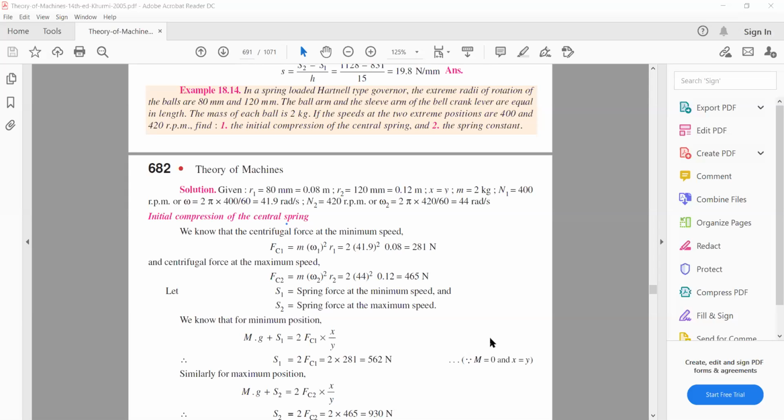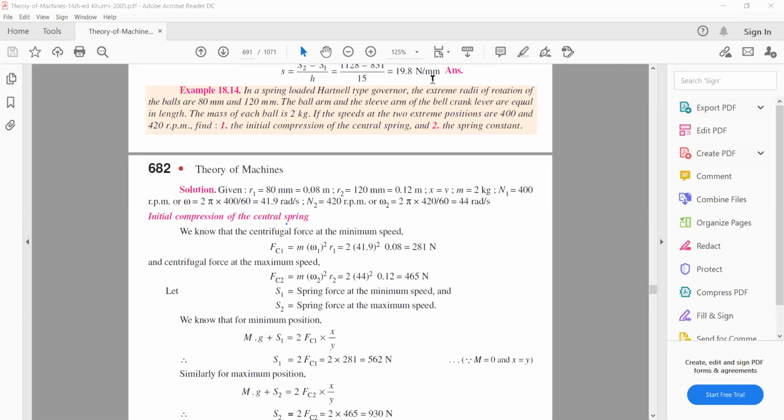Omega 1 value comes to 41.9 radians per second and omega 2 is 44 radians per second. Now we find the centrifugal forces at the minimum speed and at the maximum speed. FC1 is the centrifugal force at minimum speed, so FC1 equals m omega 1 square R1. Here m, omega 1 and R1 are known, so substituting in the equation, 2 into 41.9 square into 0.08.